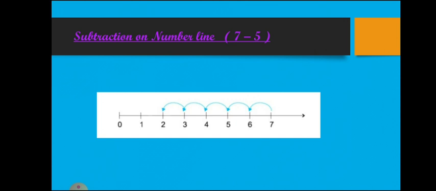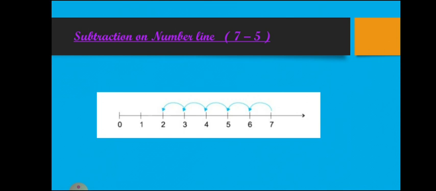So start from 7 because here it is given 7 minus 5. We have to jump to the left side because it is subtraction. How many jumps? 7 to 6, 1 jump; 6 to 5, 2 jumps; 5 to 4, 3 jumps; 4 to 3, 4 jumps; 3 to 2, 5 jumps. So we reach the point 2. Now we get 7 minus 5 equals 2.